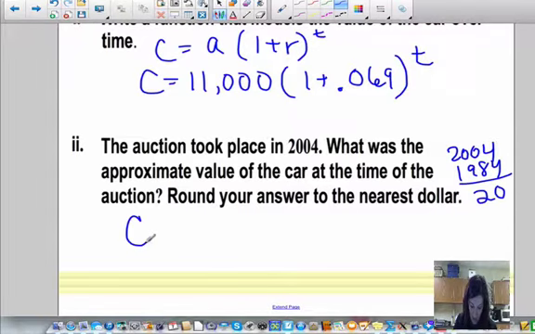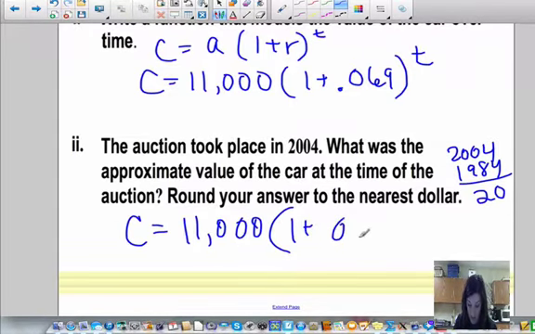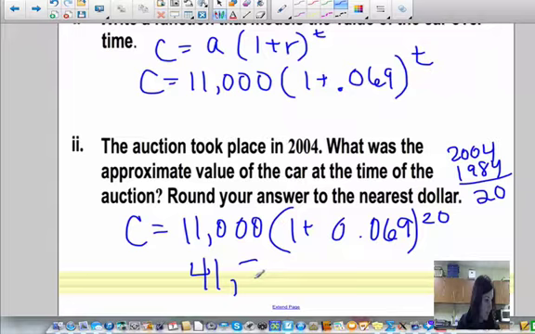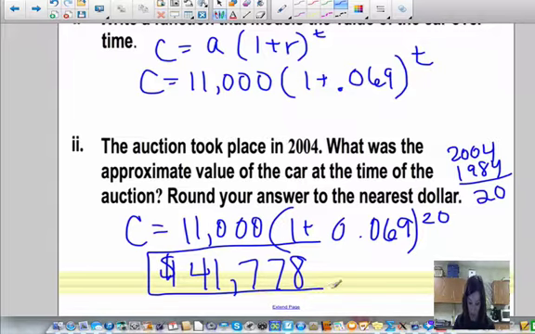So the cost equals $11,000 times 1.069. It's increasing at a rate of 6.9% for 20 years. So go ahead and plug it in your calculator and solve that. And when you do, you get $41,778 when you round it to the nearest dollar. So that is how much the car would cost in 2004 if it continues to increase at the 6.9% rate.